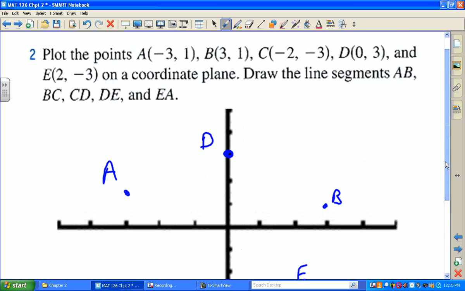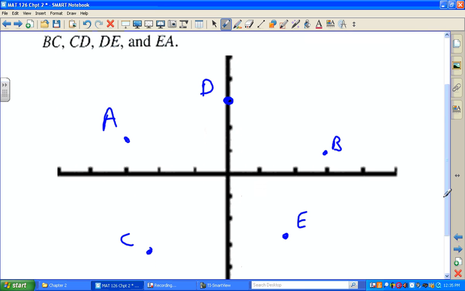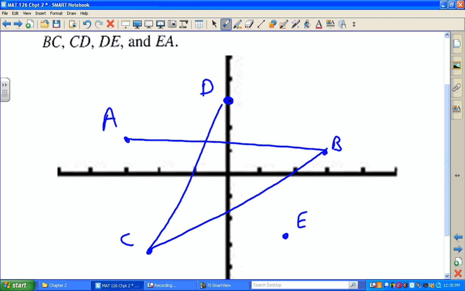Oh, if you connect A, B, and C. A, B, B, C. Nice. C, D, D, E, and E, A. Very nice. All right, so it turned out to be a star. I was expecting something else.